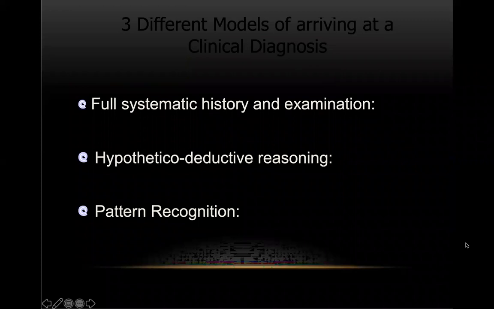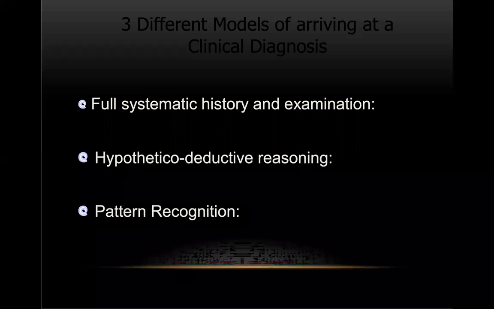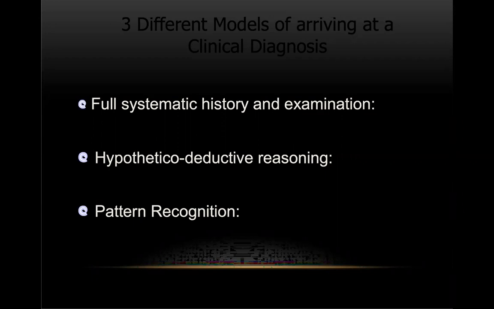So there are different models which have been given as well, like how to arrive at the clinical diagnosis. One is called full systematic history and examination, which is the typical way in which we ask for the history. There is also another famous saying that a good history already makes you arrive at the correct diagnosis. If you have taken a good history, you will arrive at a good clinical diagnosis very easily. And of course, once you know the diagnosis, you just need to confirm it through your examination.